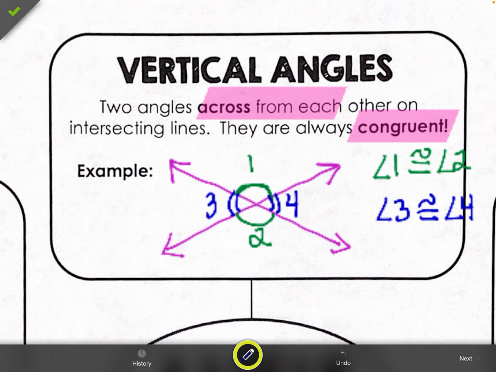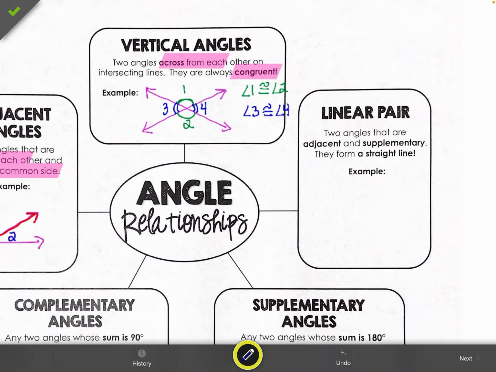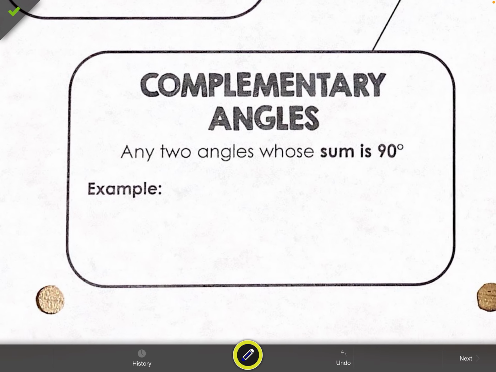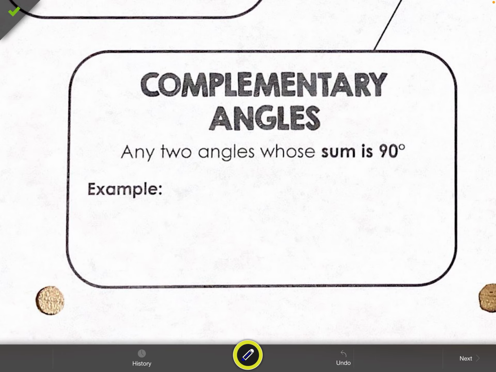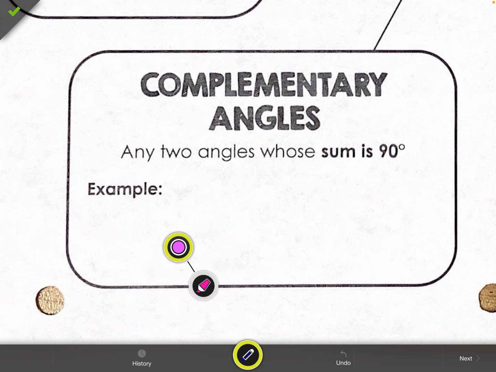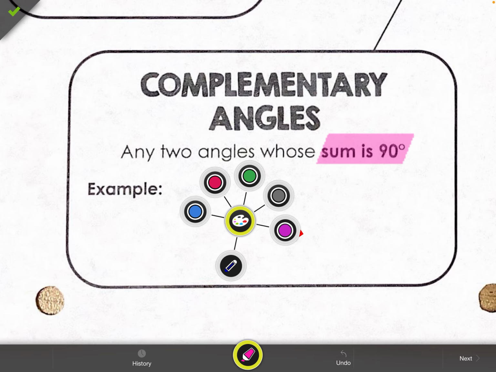The next pair we're going to look at are linear. Well, actually, let's drop down. Let's do complementary. We'll do linear last. All right, so complementary angles are any 2 angles whose sum is 90. So remember, sum means adds up to 90. And there are 2 ways that you can see this happening.